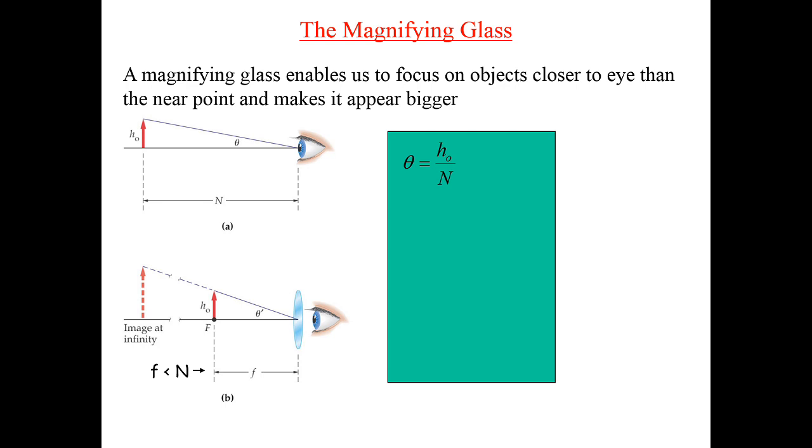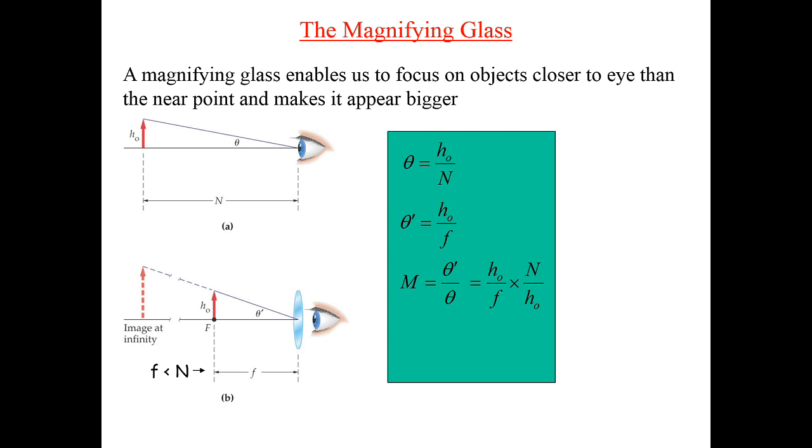So the angle at the focal point is the height of the object divided by the distance to the focal point. That means that the magnification is the angle theta prime, and that angle, if we use the small angle approximation, is the height divided by the focal length. So if we combine these to find the magnification, which is the angle theta prime over theta, that is equal to the height of the object divided by the focal length of the magnifying glass, divided by the height of the object over the near point distance.